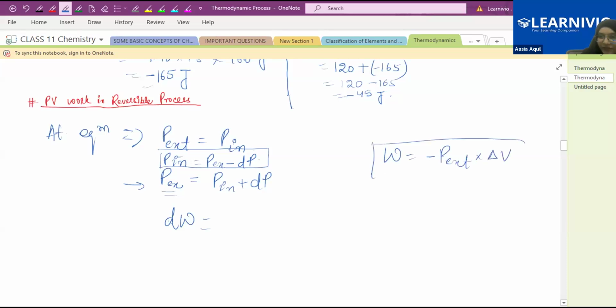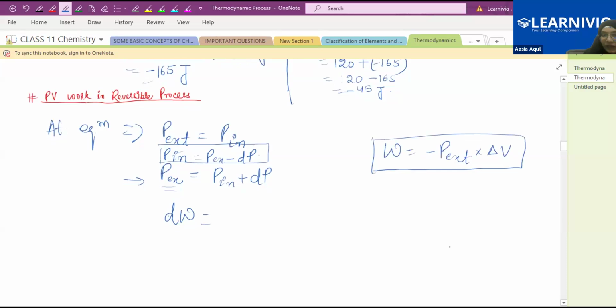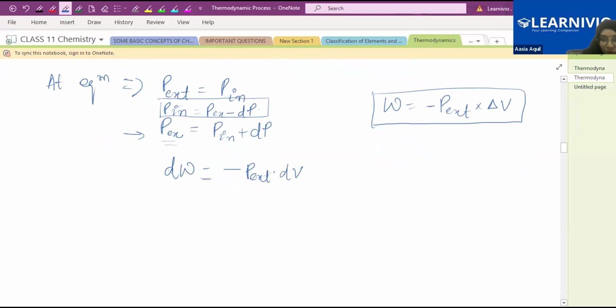That's the formula which we have derived now. Okay, so we will use that. Now, in a reversible process, we just talk about the small changes, the dW, small work done. So the dW will be equal to minus P external into delta V; instead of delta V, what will we write? dV. Because we are just talking about small changes. So dW equals minus P external into dV.